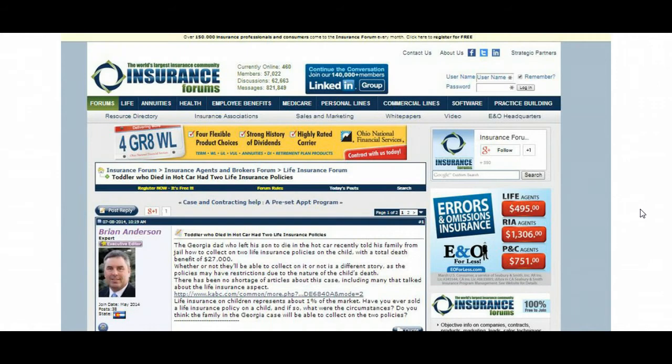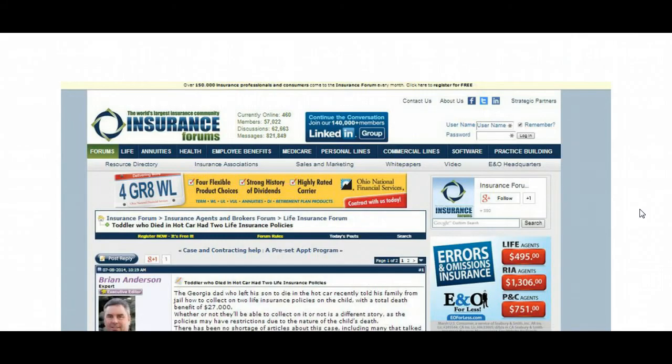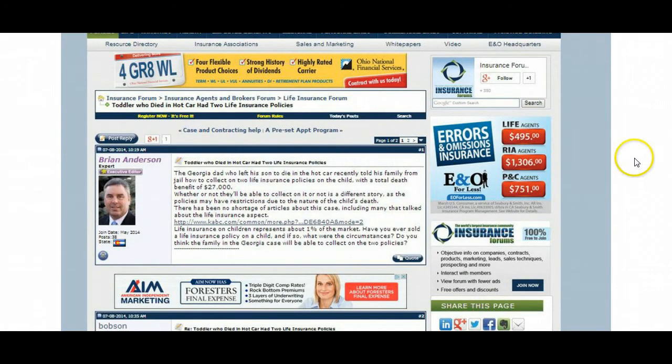So we can go to insurance forums. It says at the top 150,000 insurance professionals and consumers. I doubt very many consumers come there, but perhaps come to insurance forums every month. So it's definitely popular. And I happened to read this news story, so I use this as one to focus on.